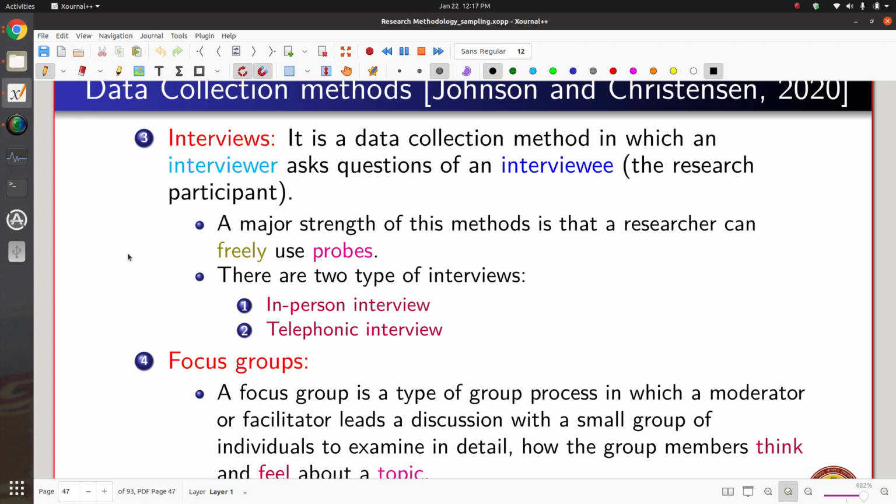And also it is the case that you can ask a different set of questions, or you can probe each of the interviewees differently. That means you can actually customize your interview as per your participant. You can ask a different set of questions depending on their response to different interviewees. So there is a scope of freedom for you as an interviewer, and you can ask a variety of questions and dig out a lot of information from your participants. That is the beauty or strength of this data collection method.